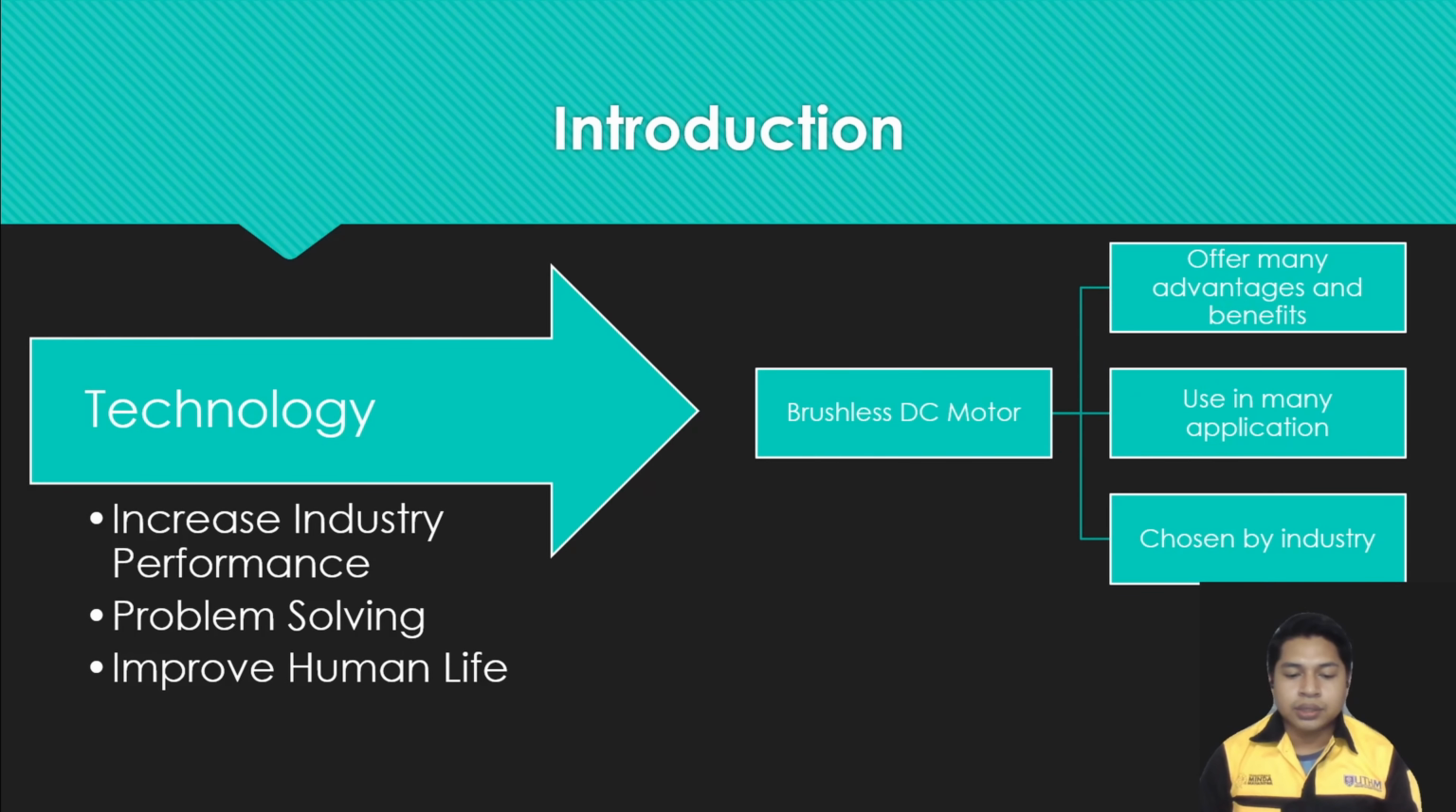As for the introduction, in this era, technology is very important. With technology, humans can improve their lives, meaning that they can generate income through technology. Technology can also help humans solve their problems. A new technology can help increase industry performance in order to fulfill all the requirements from the consumer. There are many applications with a motor as the main equipment for their model and product, especially the BLDC motor.